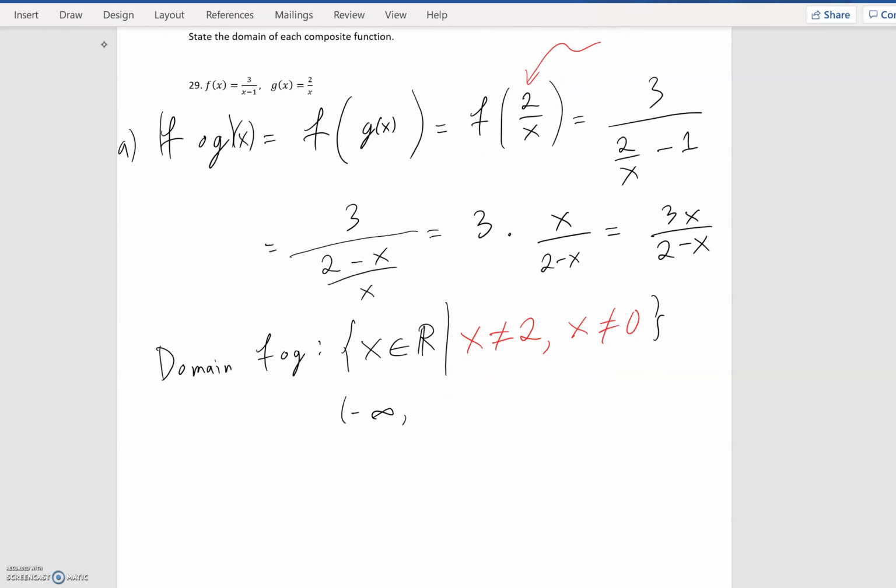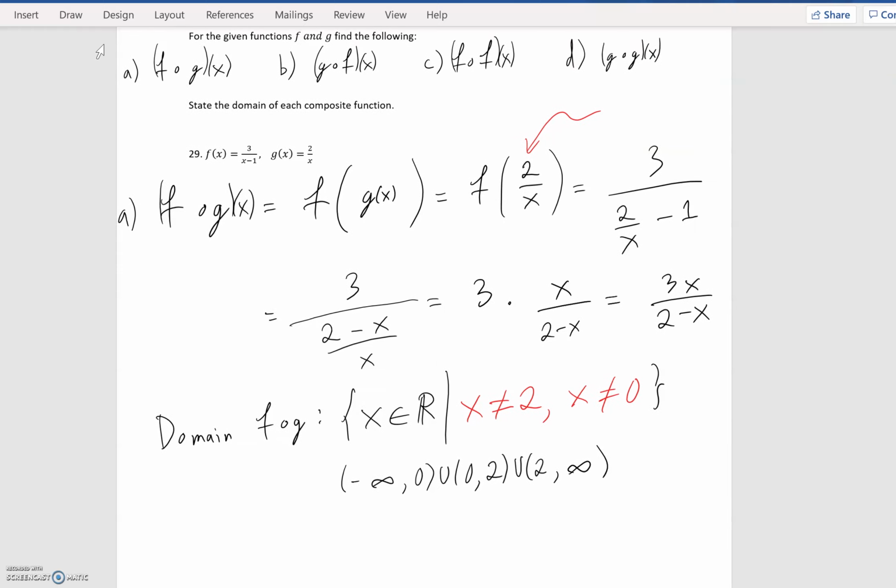This is what that answer looks like in interval notation. You can plug in any real number with the exceptions of 0 and 2. I'm going to do another one of these.